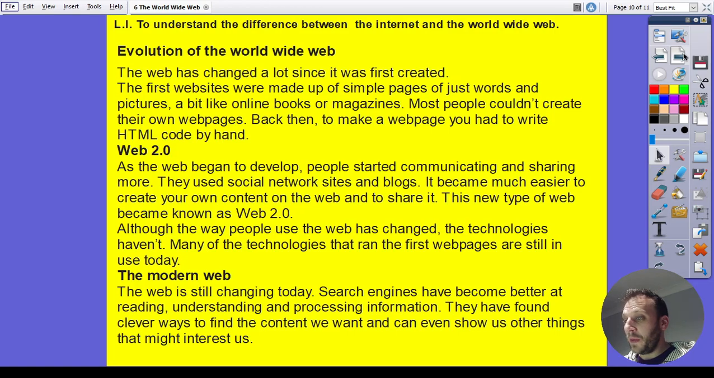Although the way people use the web has changed, the technologies haven't. Many of the technologies that ran the first web pages are still in use today. And the modern web is still changing and it's still growing. Search engines have become better at reading, understanding, and processing information. They found clever ways to find the content we want and can even show us other things we might be interested in.